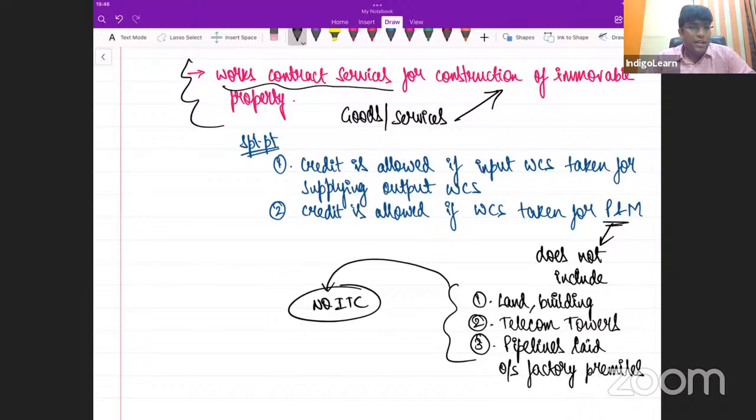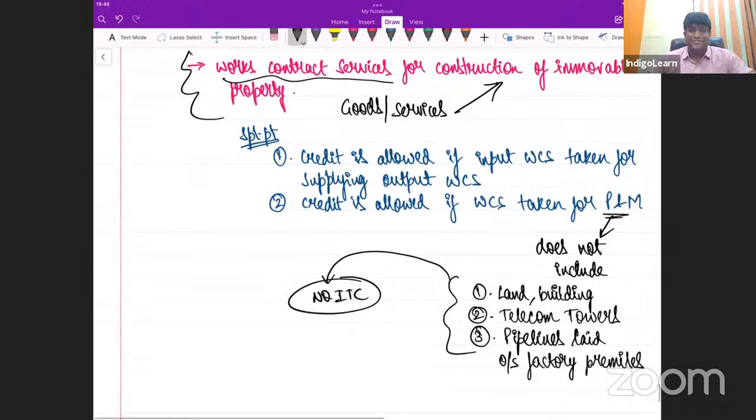Somebody asking next. Sir, will construction include new construction or renovation? Construction also covers new construction, also renovation also. Both are covered. Don't worry. Good. That's all. Very, very interesting and good participation. So this is about the concept of works contract service for construction of what? Immovable property. Next point.